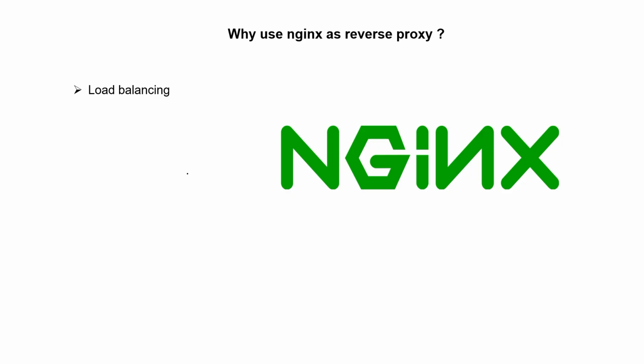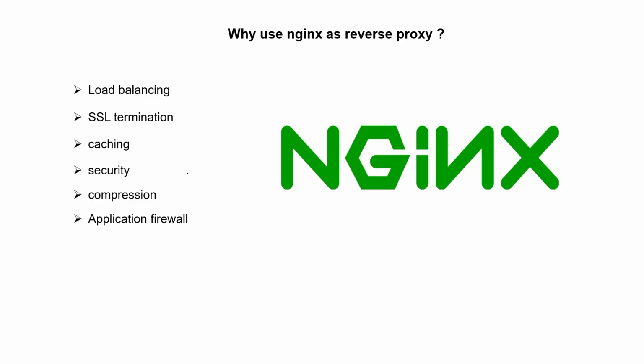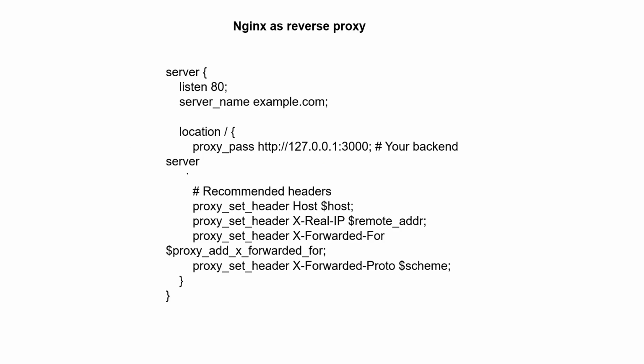NGINX is able to load balance between the servers. It's also able to do SSL termination, caching, security, and compression of the connectivity between your servers and the reverse proxy. It's also used as an application firewall. Now let's configure our server as a reverse proxy.